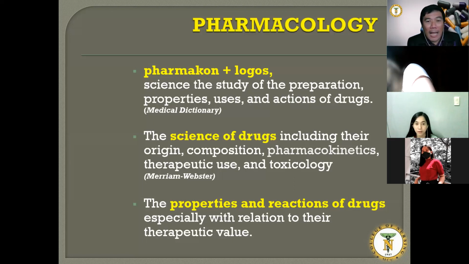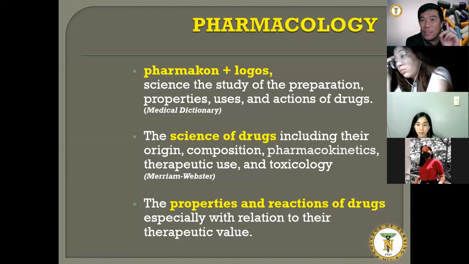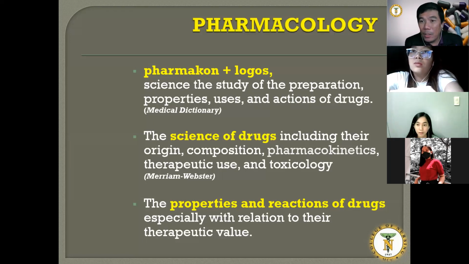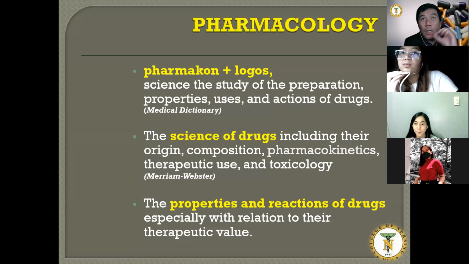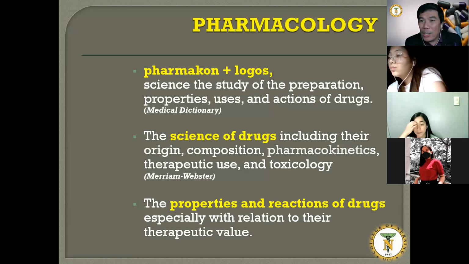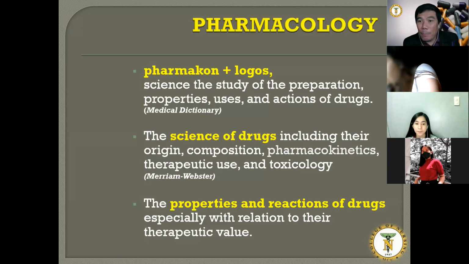Okay, talking about adverse reactions, the properties and reactions of drugs, especially in relation to their therapeutic value. Class, since we're talking about reactions, the adverse reactions and properties are very important. Example, are you familiar with Neozep? Neozep is for flu, right? If you check the generic name of Neozep, it has multiple components. For example, it has paracetamol, phenylephrine, and chlorpheniramine maleate. So there are three components in the generic of Neozep.